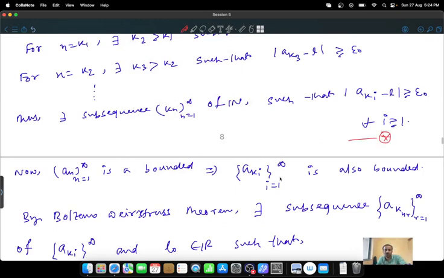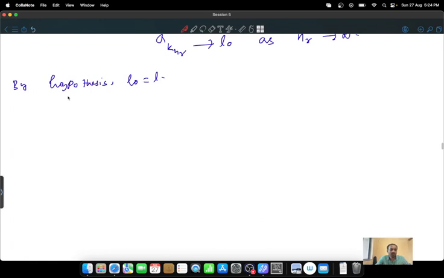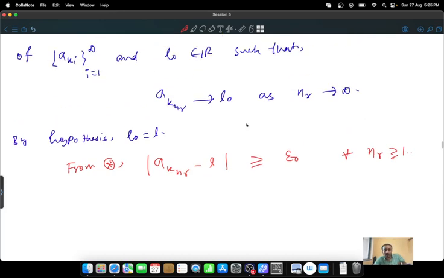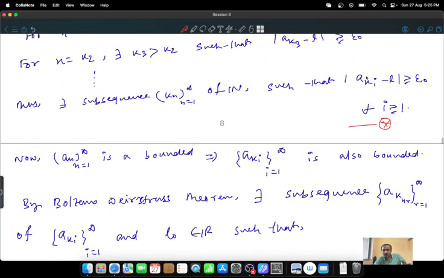Okay, so from star: |a_{k_n_r} − L| ≥ ε, and that is true for all n ≥ 1. This is true for the sequence a_{k_n}, and a_{k_n_r} is a further subsequence of this a_{k_n} sequence. So if I put those numbers, that is also valid.